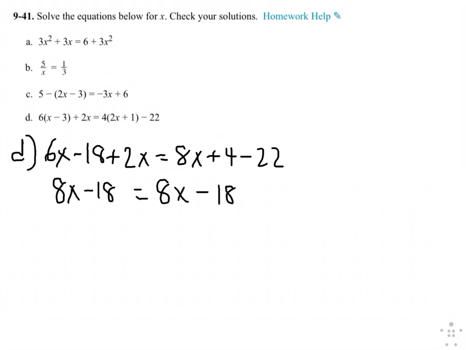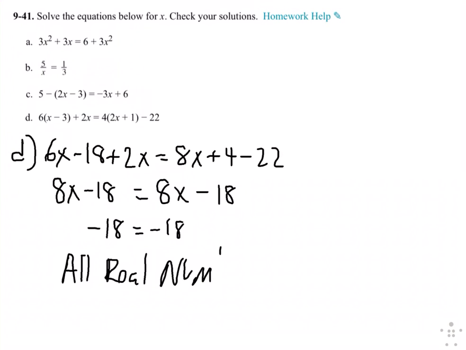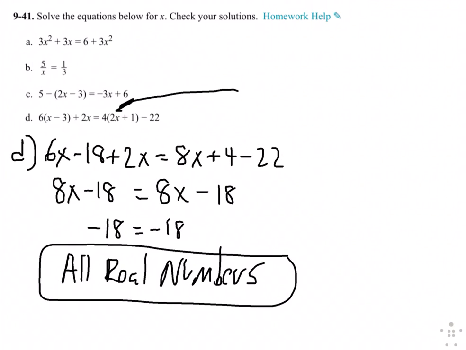18. Okay, so we can see what happens here. The left-hand side and the right-hand side are exactly the same. You could follow it through, subtract 8x from both sides and get negative 18, right? Negative 18 equals negative 18. And you say, when is that true? That's always true, so the answer to this is all real numbers. And again, what that means is any value you put in for x here is going to make that equation true because the left-hand side and the right-hand side are equivalent.